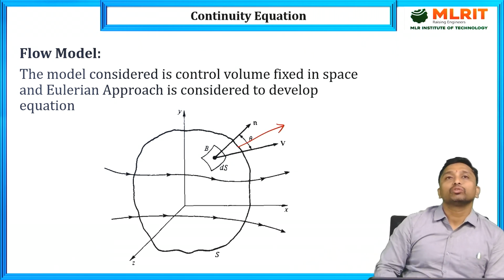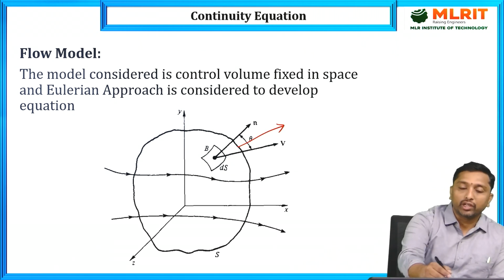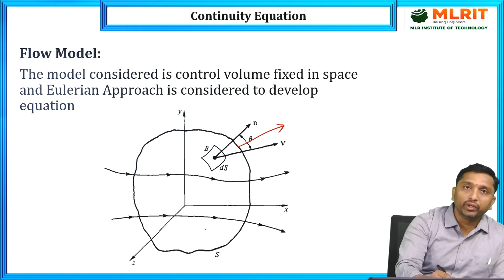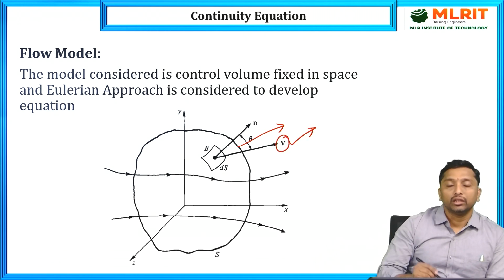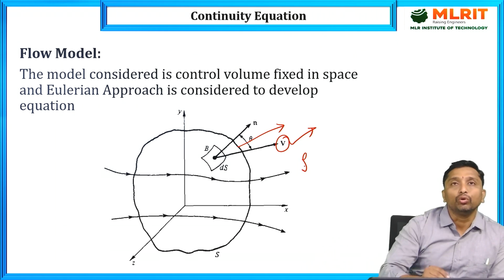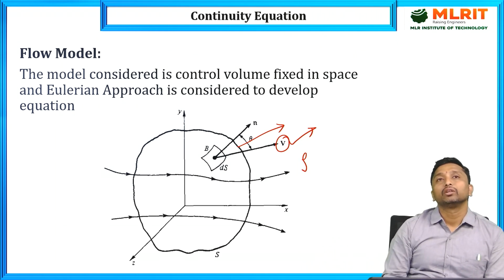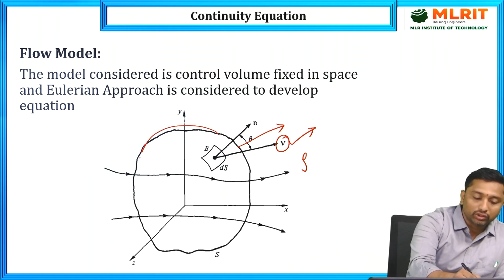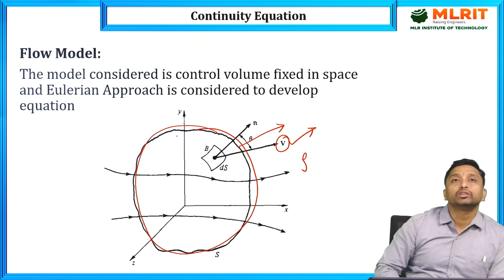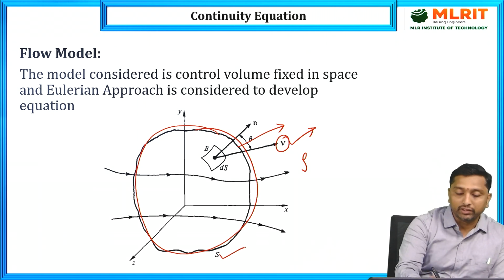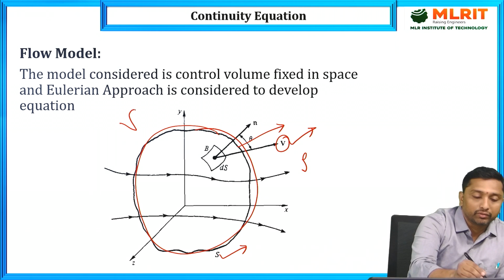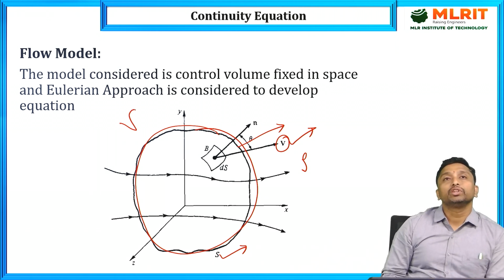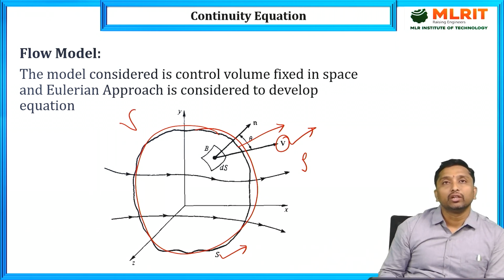We have already gone through the definition of control volume. So this is the control volume where the fluid is assumed to flow with a velocity v, and density of fluid is assumed to be rho, and it's represented by rho. So while deriving, we are assuming that the total surface area of this control volume is given by S, and the total volume is given by V.